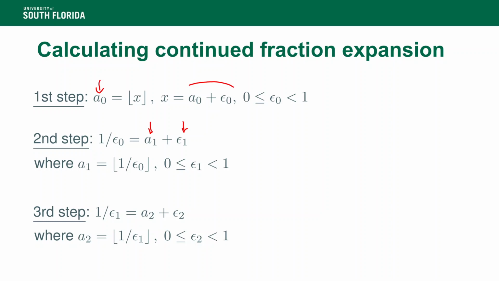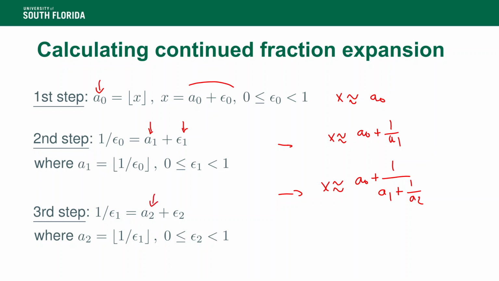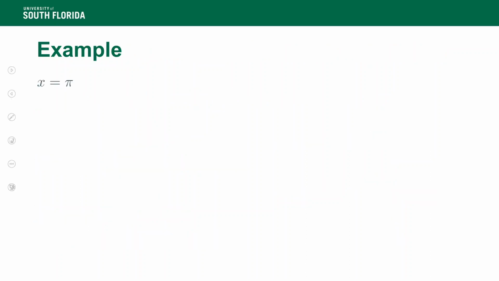So every time, you start with x is approximately a0. Then you know that x is approximately a0 plus 1 over a1. And here what you learn is x is approximately a0 plus 1 over a1 plus 1 over a2, where a2 is the integer part corresponding to the inverse of epsilon 1. Okay, so you can continue this process. Let's do it on an example.